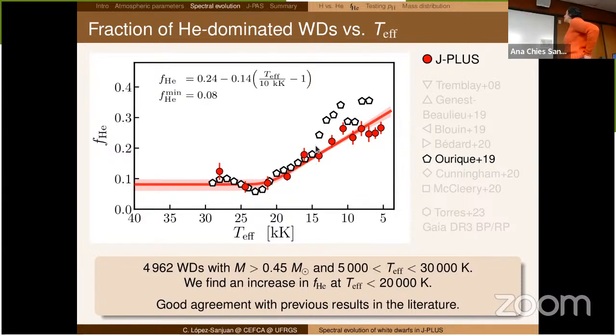More than the features, they have this offset with respect to our results, and that can be due to the selection function of the Sloan. This is one of the possibilities. But at the end, this feature can be real.